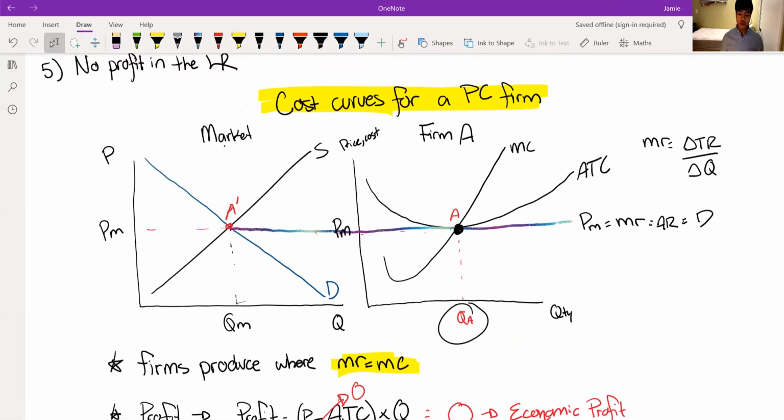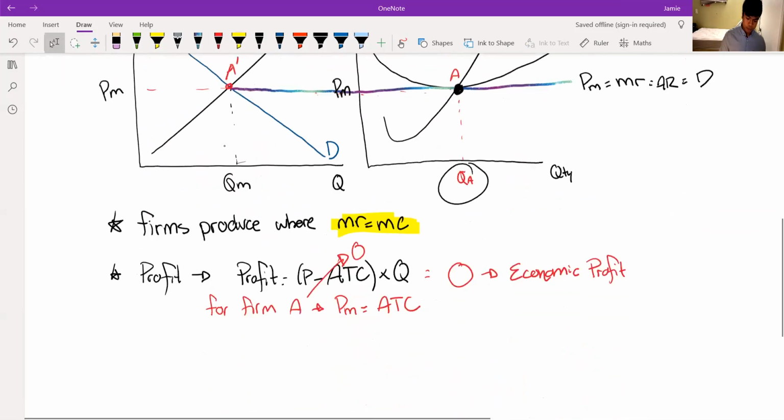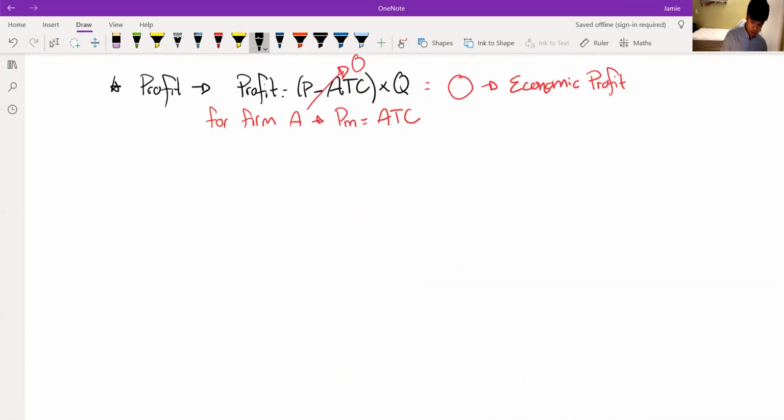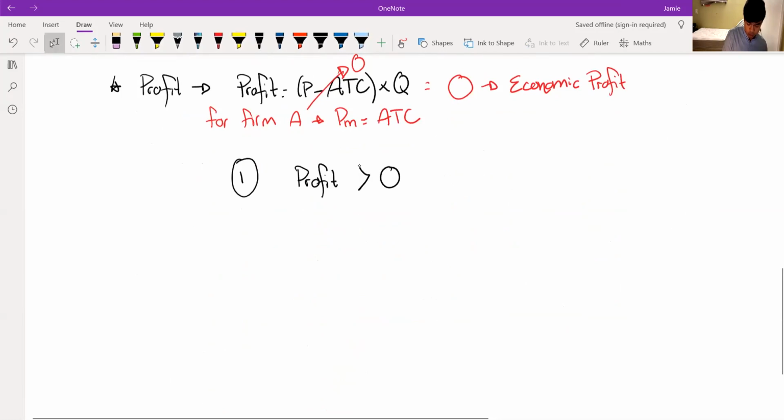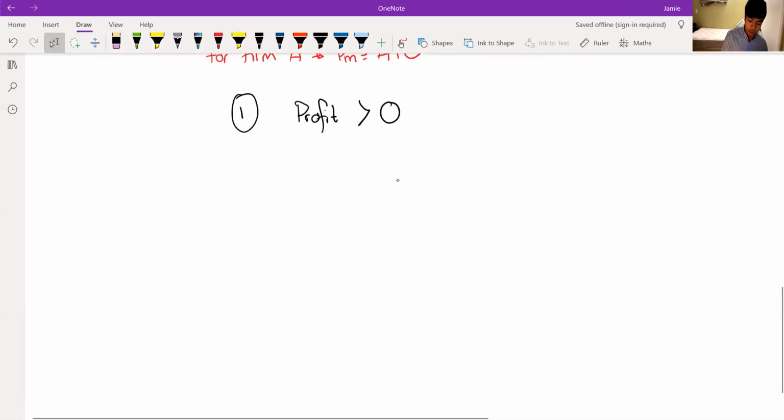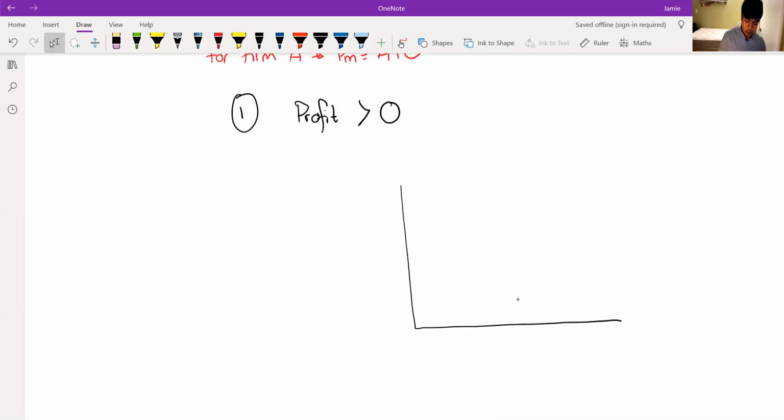However, what if this firm is earning profit? So why don't we draw that? So profit that is greater than 0, right? That means it's economic profit. Why don't we draw that? So marginal cost, average total cost.